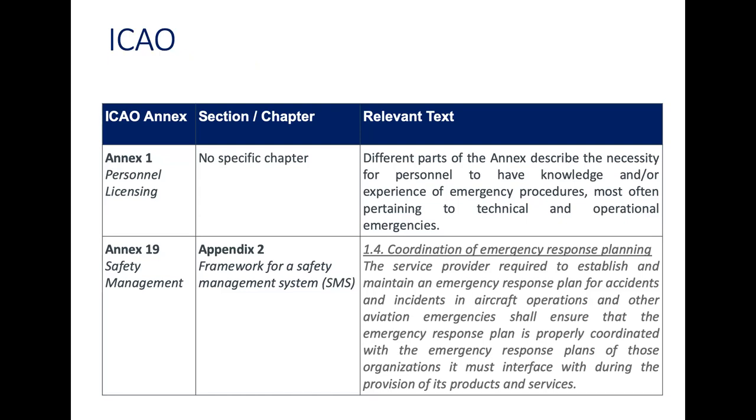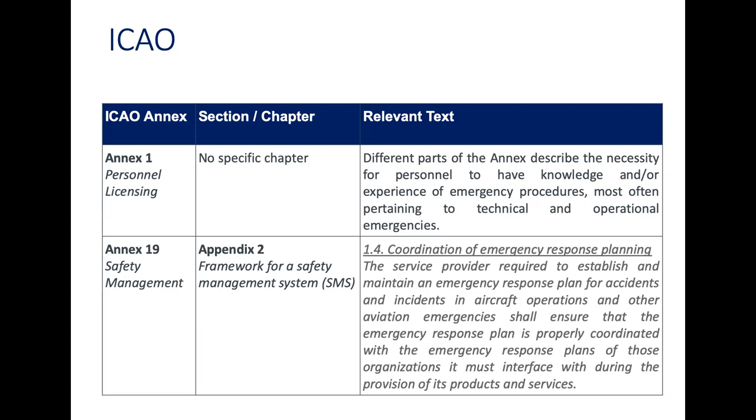So the first annex, Annex 1, is personnel licensing. There's no particular specific chapter on the subject, but different parts of the annex describe necessity for personnel to have knowledge and or experience of emergency procedures, most often pertaining to technical and operational emergencies. So that's really focused on the emergency situation rather than the broader business disruption.